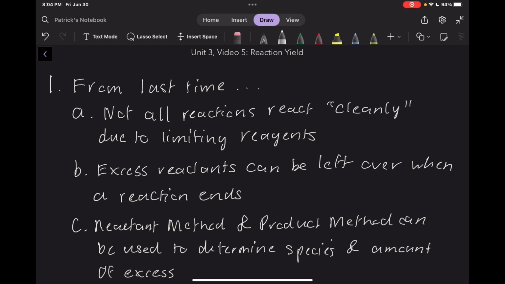We already know that not all reactions react cleanly due to the influence of limiting reactants. Oftentimes, there are reactants which are not completely consumed in a reaction, and these leftover substances are termed excess reactants. We've also familiarized ourselves with the reactant method and the product method, both of which are used to determine limiting reactants and the identities and amounts of excess reactants. Our focus today is on the yield of reactions.